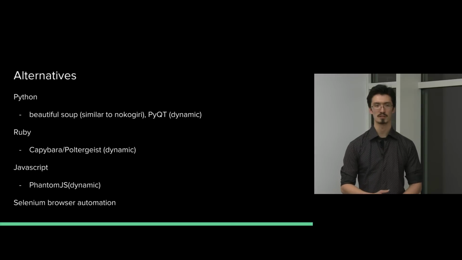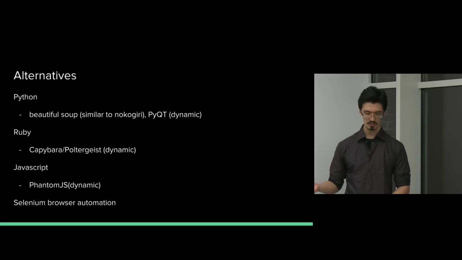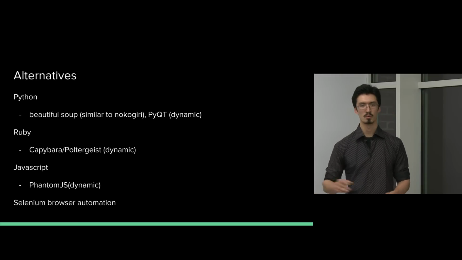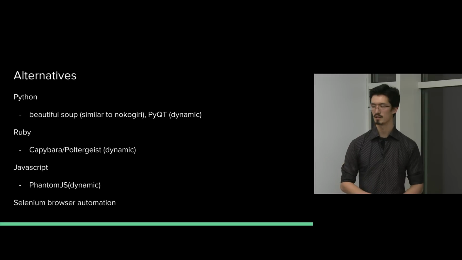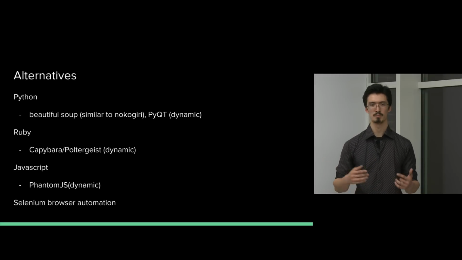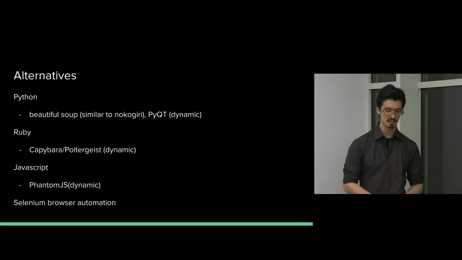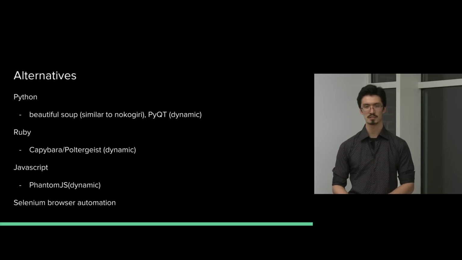The more popular library to simulate a user is in JavaScript, which is Phantom.js. This can obviously scrape dynamic sites because it is essentially pretending to be Chrome without the user interface. And then, of course, the most robust but slowest option is Selenium browser automation.